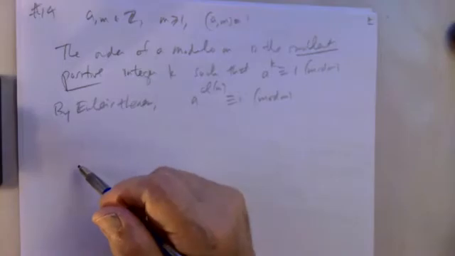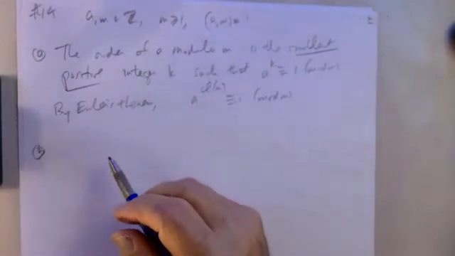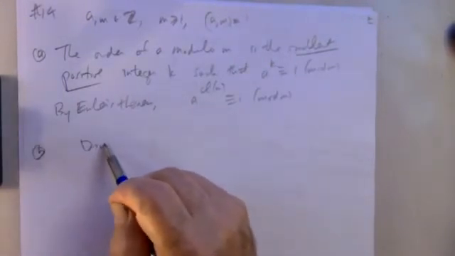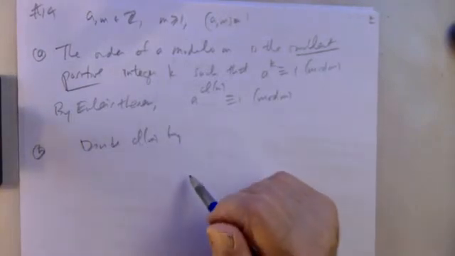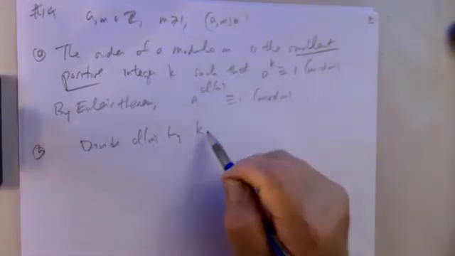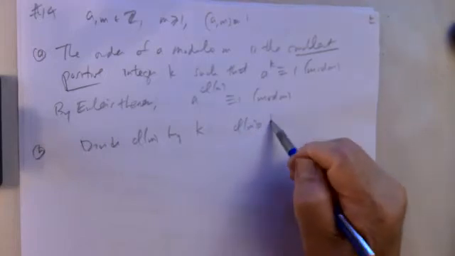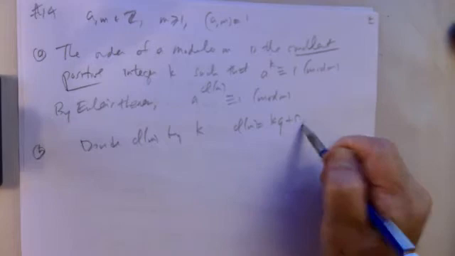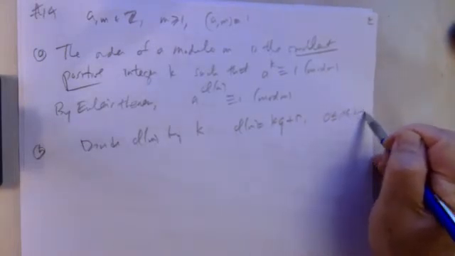So that's the definition of the order. And why does the order of a divide phi of m? Well, suppose we divide phi of m by k. k is the order. It's the smallest integer with this property. So then phi of m is k times some quotient plus a remainder. And the remainder is always between 0 and k minus 1.